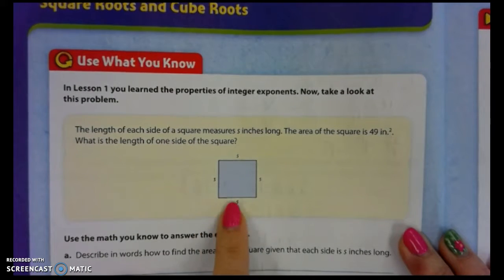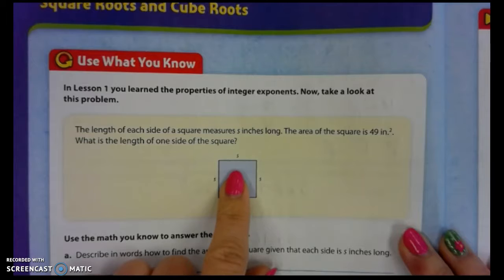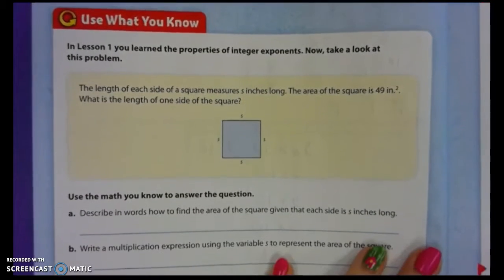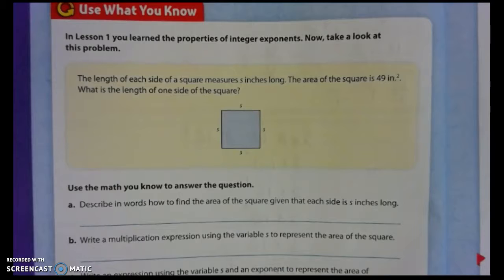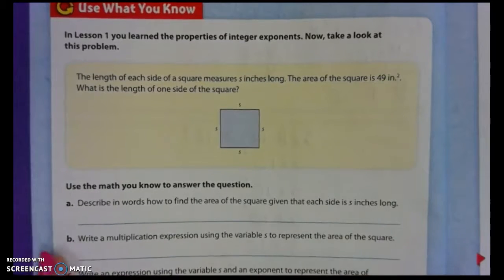Notice that all four sides are marked with an S. Now, all four sides are equal because this is a square. Okay, that's what makes a square special. A says, describe in words how to find the area of a square given that each side is S inches long.